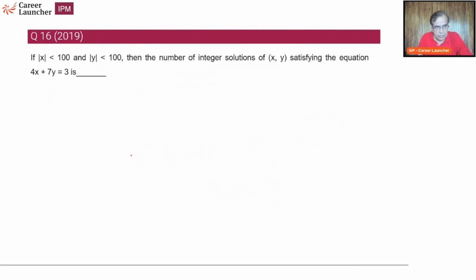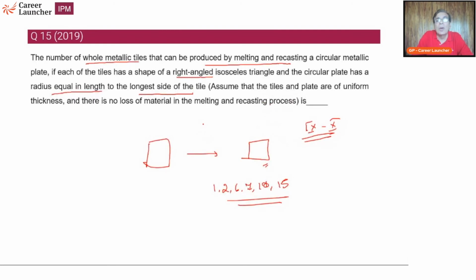Okay, question number 16. Mod x is less than 100, mod y is less than 100. Number of integer solutions of xy satisfying this. This is a standard linear equation question, from a 9-10 topic, and should be solved by you without any problem. So which questions do we have? 1, 2, 6, 7, 10, 15. Now we have 16 also. 1, 2, 3, 4, 5, 6, 7 questions. We are almost close to the target number of 8 questions that we had.